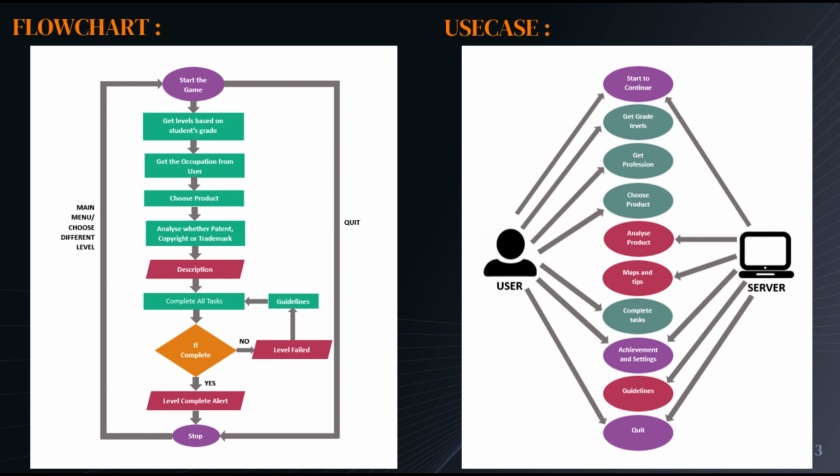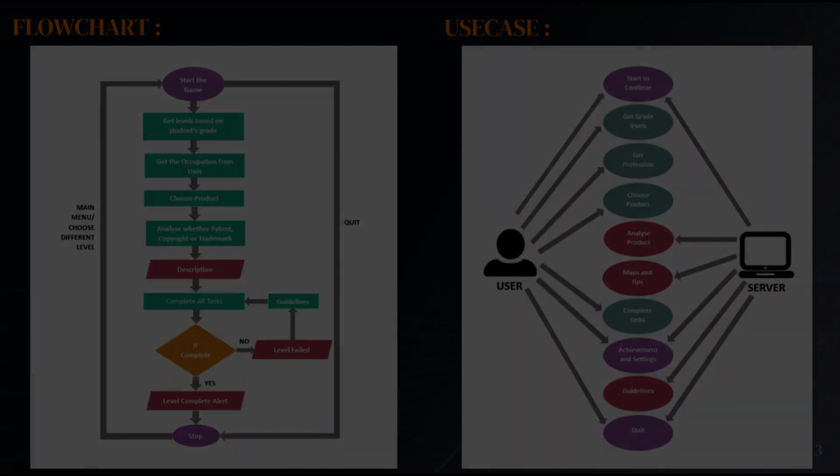The user and system in combination start the game, and the user continues to provide grade, profession, and products. The system then analyzes the product details and provides maps, tasks, and tips accordingly. The user is required to complete all the tasks, and the system handles the achievements and settings accordingly. If required, the system provides guidelines. And finally, both the user and system together quit from the game.